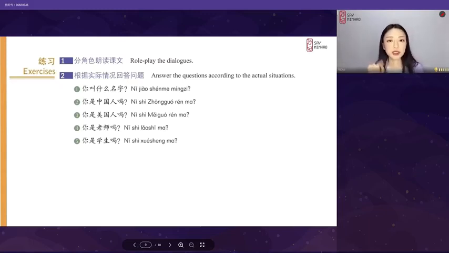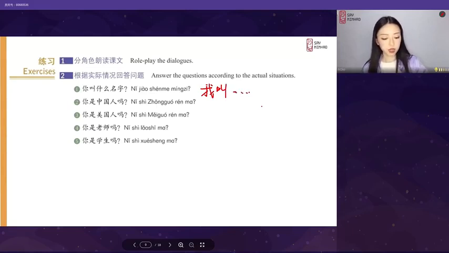Answer the questions. So first question is, 你叫什么名字? What does this question mean? It means, what's your name, right? Try to answer it. You can say, for example, my name is Ronnie. Then I will answer, 我叫 Ronnie. The subject is 我, and I will put a verb after it. 我叫 is to call or to be called, right? So 我叫 Ronnie. It is the way to answer this kind of question about name. 我叫 something. Okay, this is question one.